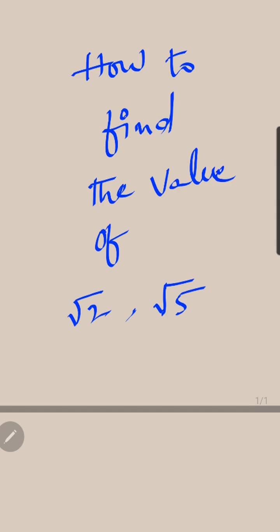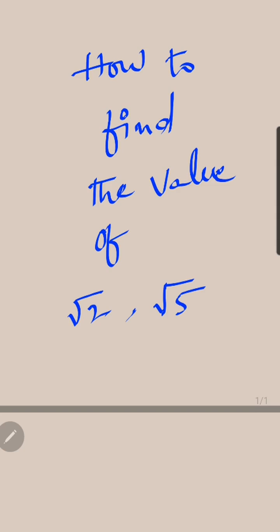So the numbers which do not have perfect squares all come under irrational numbers. Irrational numbers means their values are non-terminating, not repeating decimals. So how can we find it? For this we have one method, that is the division method. Most of the students don't know how to do these kind of problems.